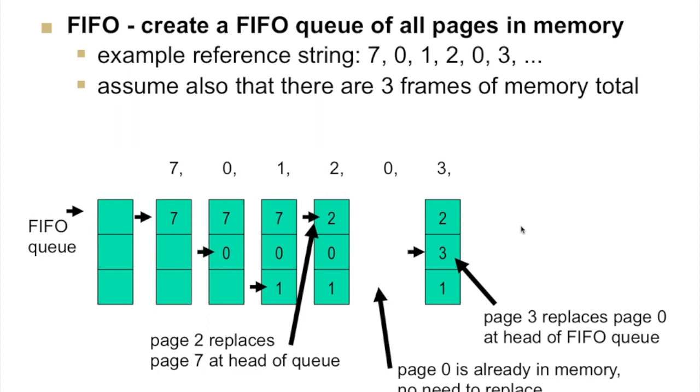And every time we have a page fault, so in this case we had a page fault for 7, for 0, for 1, for 2, but not for that second 0 because it was already in memory, and then for 3. So we had a total of 5 page faults with this algorithm over this short sequence. We could do that for a whole long sequence and calculate the number of page faults.